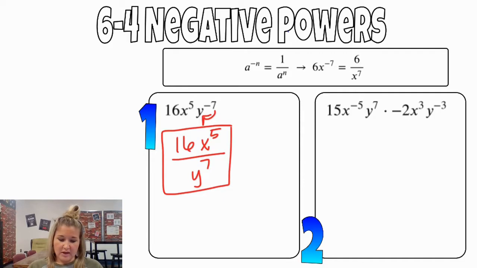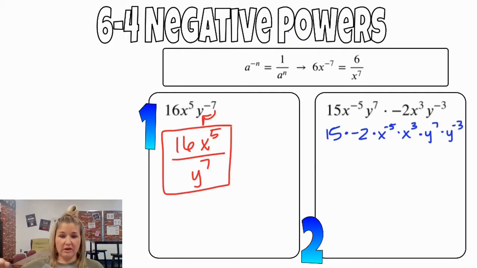Example 2 here. You'll notice that I have some negative coefficients and some negative exponents, and I'm multiplying. So remember when I multiply, I'm going to multiply the coefficients and then add the exponents. So I'm just going to go through there and do that one all the way through first. So I have 15 times negative 2 times x to the 5th times x to the negative 3rd. Sorry about that. And then I have times y to the 7th times y to the negative 3rd.